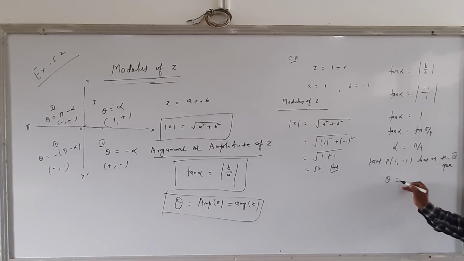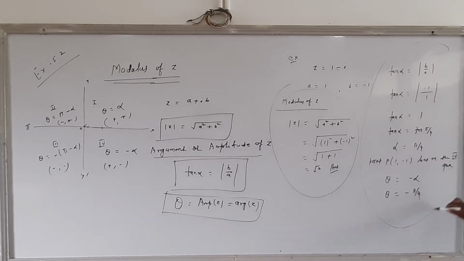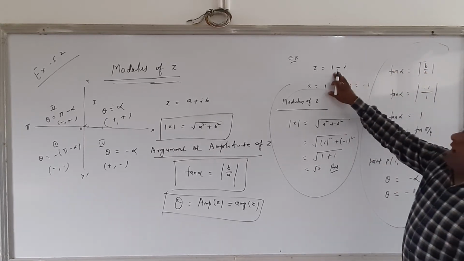Then theta equals minus alpha, and alpha is pi by 4. So student, this is the modulus of z, and this is the amplitude of z. But now, this is the complex number in Cartesian form.